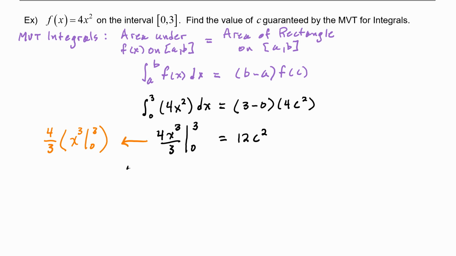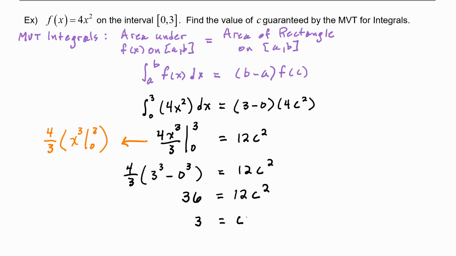So we would have 4/3 out front, and then we would have 3 to the third minus 0 to the third, and that has to equal 12c squared. Now on the left-hand side, the 3 in the denominator will cancel one of these 3's, so we would have 3 squared times 4, which is 36, is equal to 12c squared. Dividing both sides by 12, we now have 3 is equal to c squared.